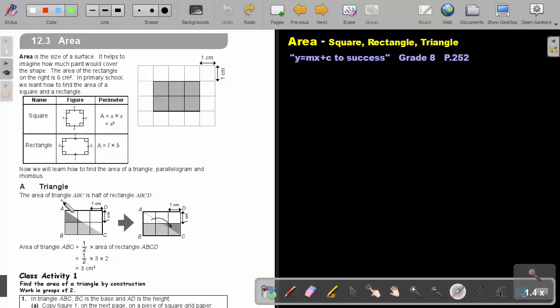Triangle. The area of a triangle ABC is half of a rectangle ABCD. So basically, if I just cut that little part and fit it in there, it will fit exactly. But it's not the full rectangle, it's only half the rectangle. And that's why the formula is half the area of the rectangle. So it's half of 3 times 2, and that will give me 3 centimeters square.